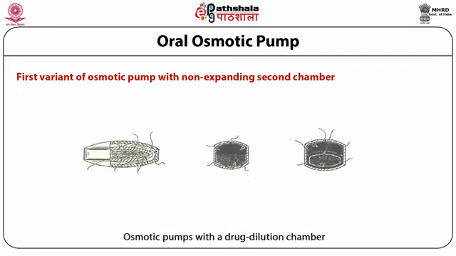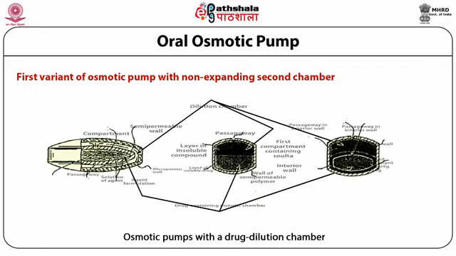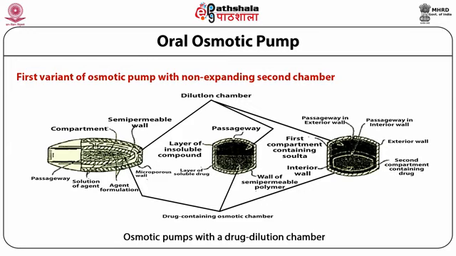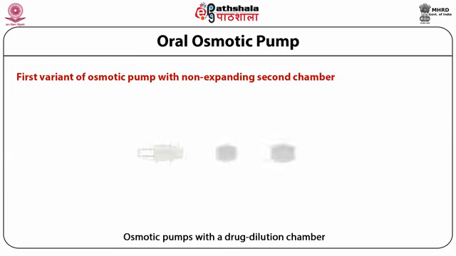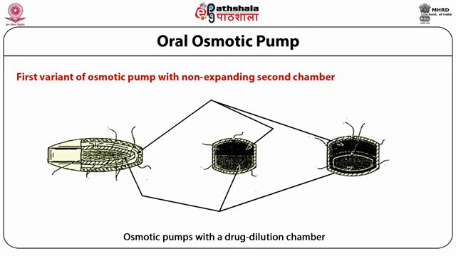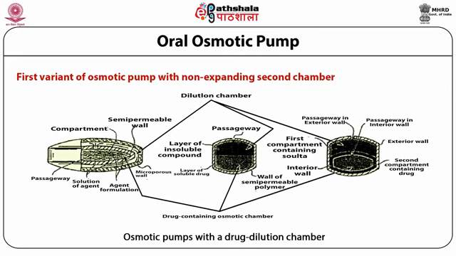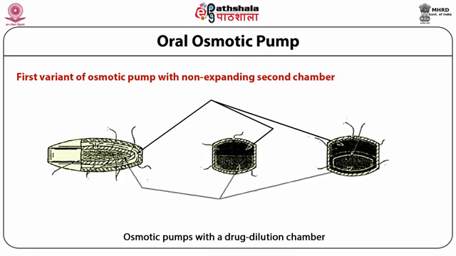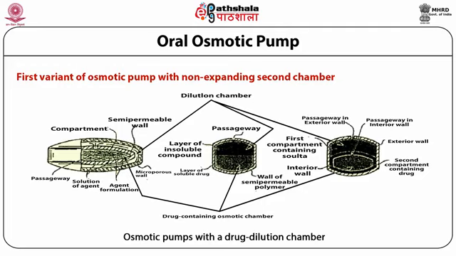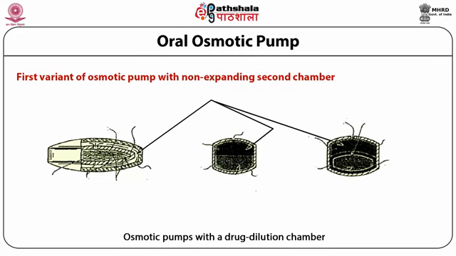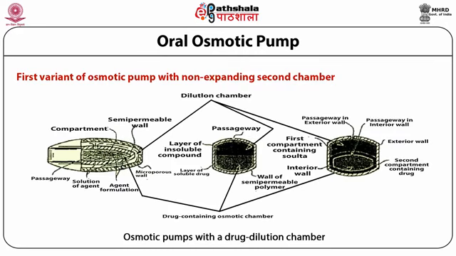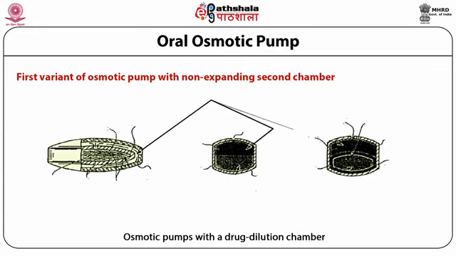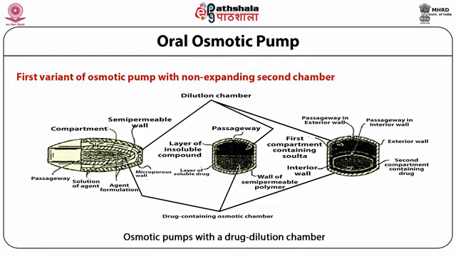How it works, it is the diagrammatic presentation of such a design. So it is an osmotic pump with a drug dilution chamber. It contains an orifice, a layer of impermeable membrane, a second layer, and then the dilution chamber containing drug and osmogen, and the wall of semi-permeable membrane. It is further divided within the layer of the limiting wall, a second component containing the drug. So this is basically the design that was not in the first one.